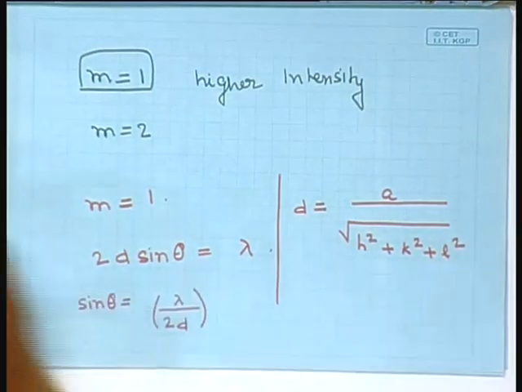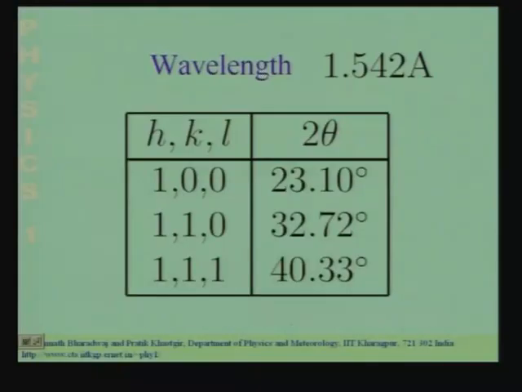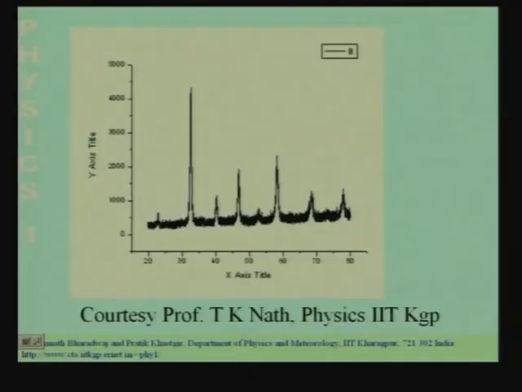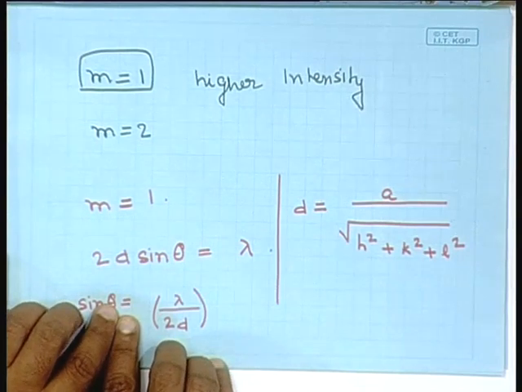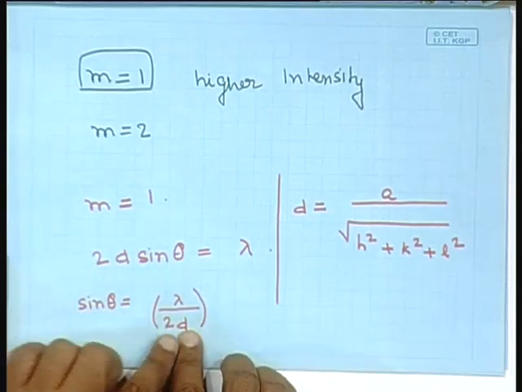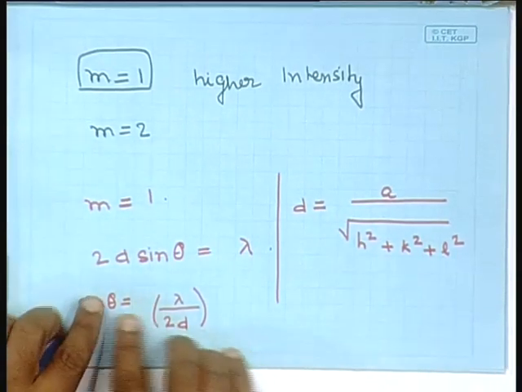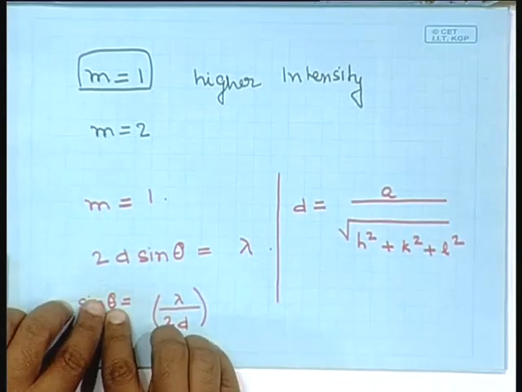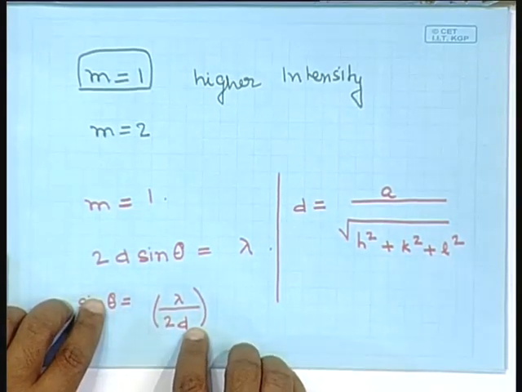Now, let us go back to the intensity pattern. This is the intensity pattern, and ask the question: what does this smallest angle of theta correspond to? When theta is smallest, the only thing that you can vary now is d, the interplanar spacing. So, any change in theta you can interpret as being a change in d.